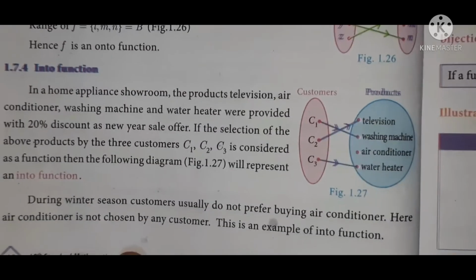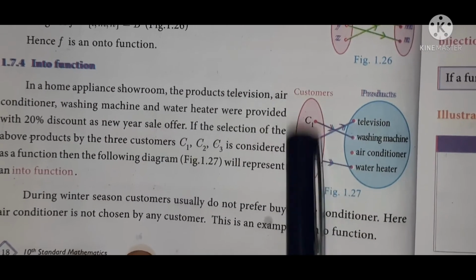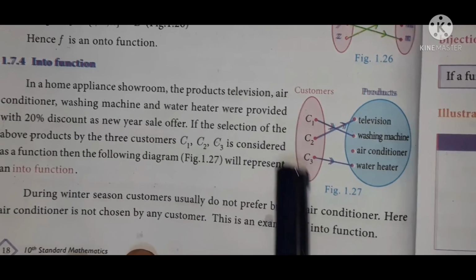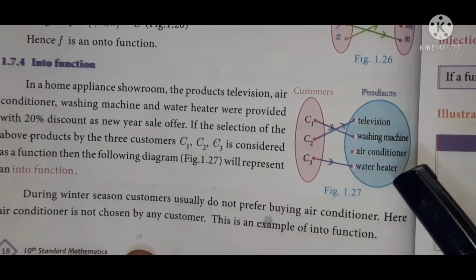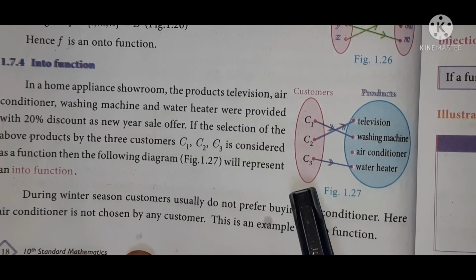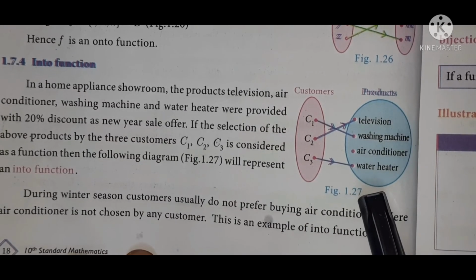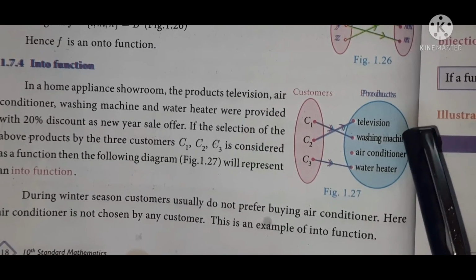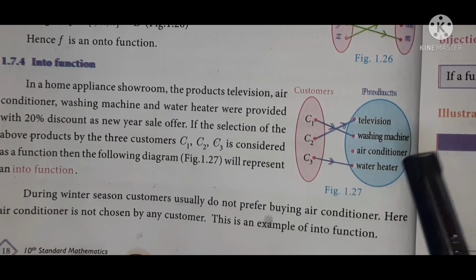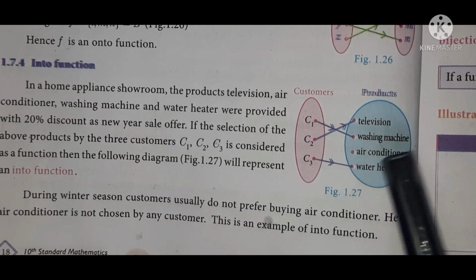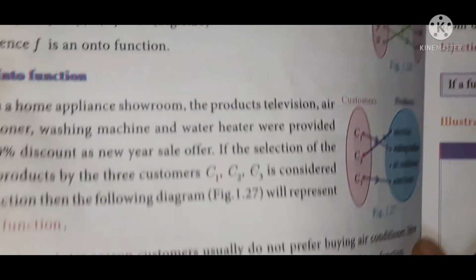Into function. See this arrow diagram. Here, the first set has 3 elements. The second has 4 elements. All the elements in the first set have an image in B. In the second set, one of the elements does not have a pre-image in A. It is called an into function.